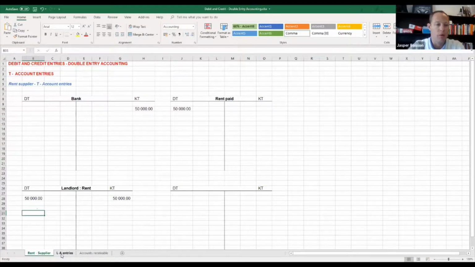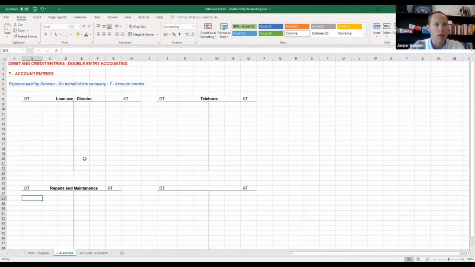I don't make provision for any VAT because it's merely just to show the double entry accounting. Right, so now we've moved to expenses paid by the director on behalf of a company. We need to look at how we would do those entries.